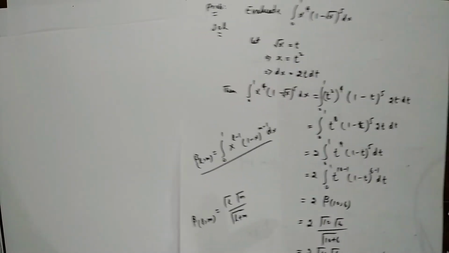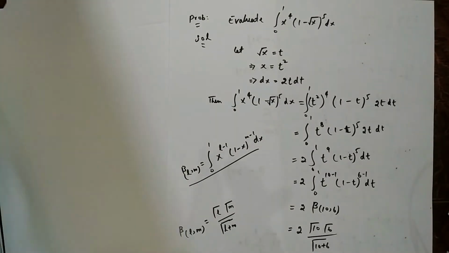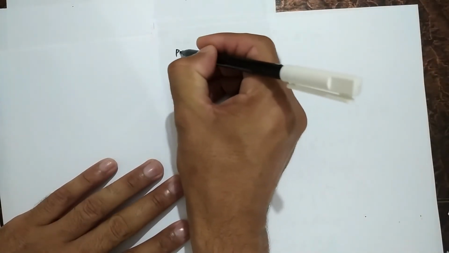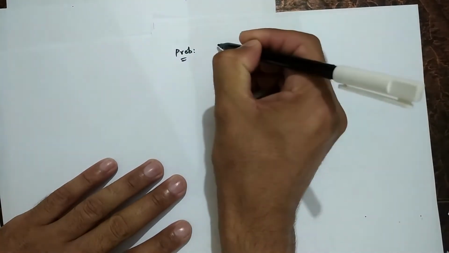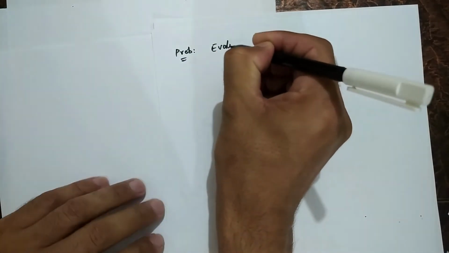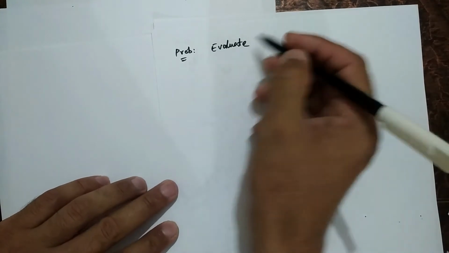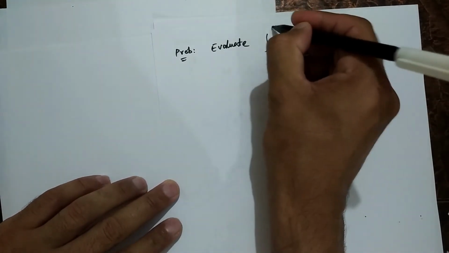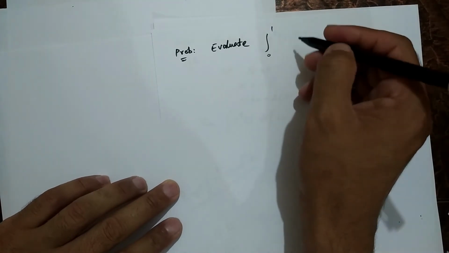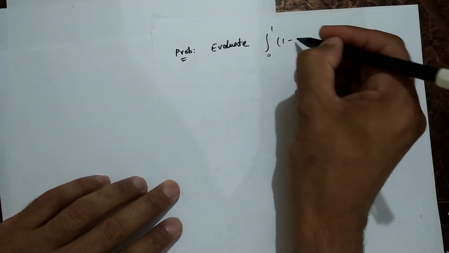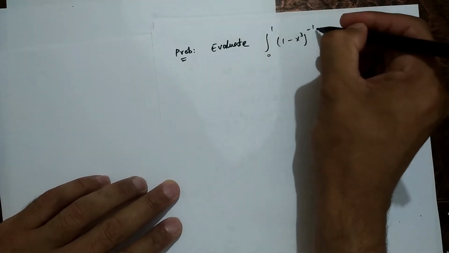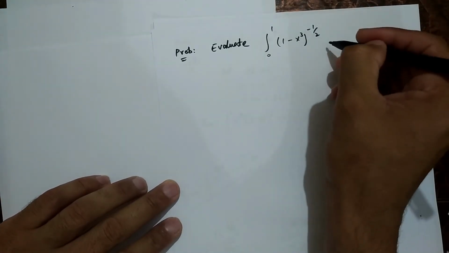Now another problem, which is: evaluate the integral from 0 to 1 of (1 minus x cube) whole to the power negative 1 over 2 into dx.